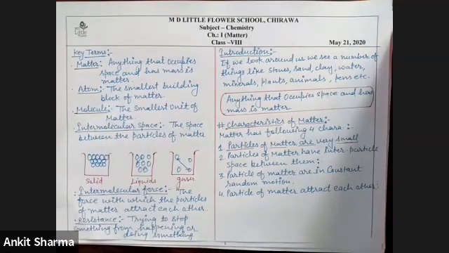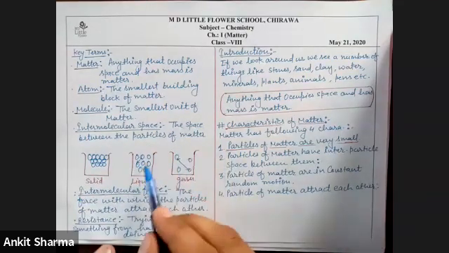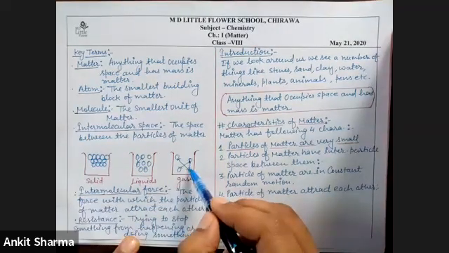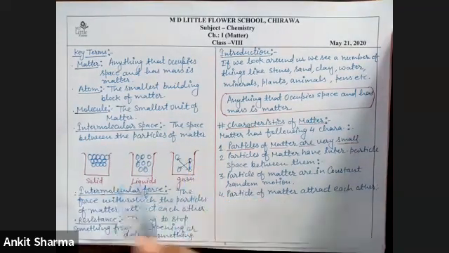And the fourth one is intermolecular space. The space between the particles of a matter is known as intermolecular space. Like that space between these two atoms, that is known as intermolecular space. The next one is intermolecular force. There is a force that exists between the particles of the matter, which is known as intermolecular force.